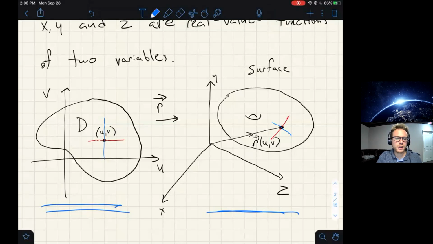What is above the r(u,v)? So that's just a little vector symbol. This is just saying that it has components. So it has an x component, a y component, and a z component. It is a vector function.